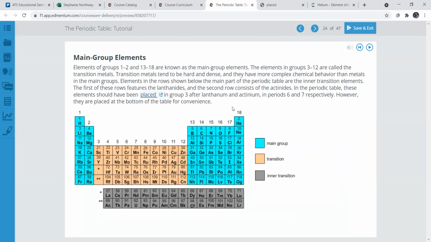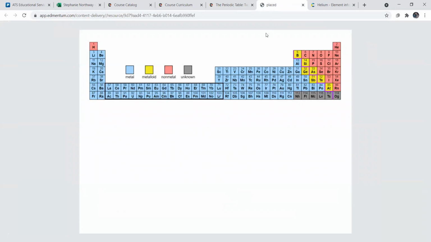And the periods, okay, it says in the periodic table, these elements should have been placed in group 3, but they're placed at the bottom for convenience, so they're easier to tell things apart, and it makes it a little less long.